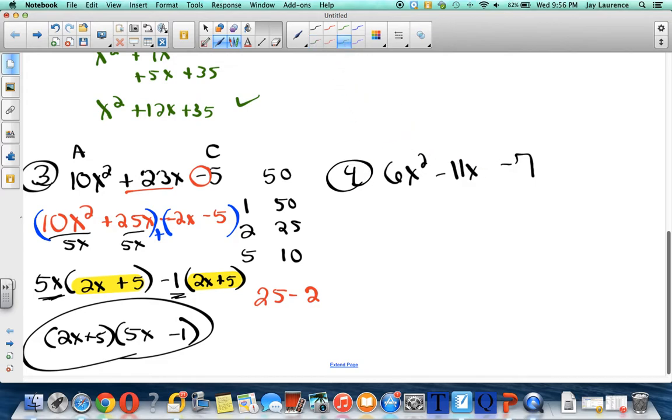All right, so identify A and C. I always want it in descending order. Multiply A and C, and I'm going to get 42. List the factors of 42. 1 and 42. 2 and 21.